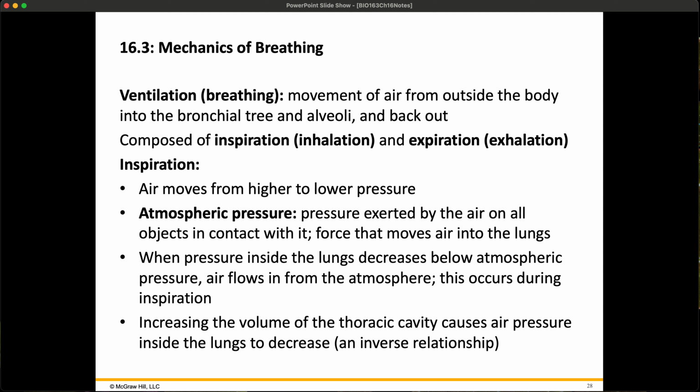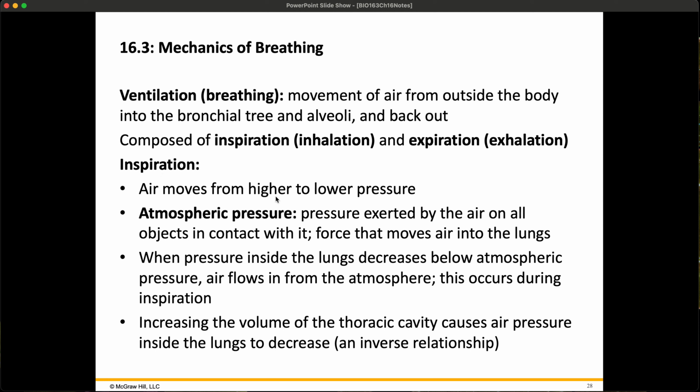But ventilation is just the movement of air from outside the body. So this is not internal respiration. This is an external respiration process. Ventilation is both inhalation and exhalation. Inspiration, expiration, whatever you want to call it, it's the same kind of words.